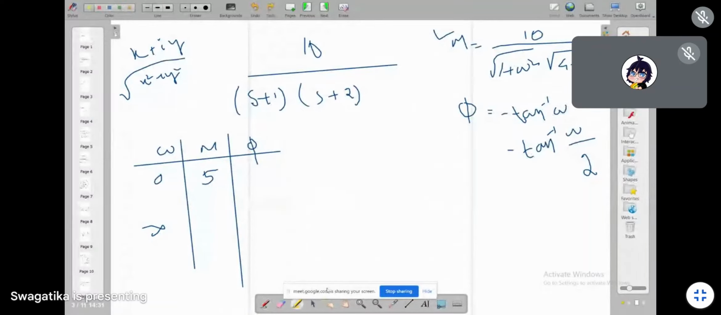Omega equals 0. What will the phase be? Phase will be minus tan inverse 0, minus tan inverse 0, which is 0. And if you put infinity, anything divided by infinity will be 0 and the phase will be minus 180 degree. So how will you draw the polar plot?